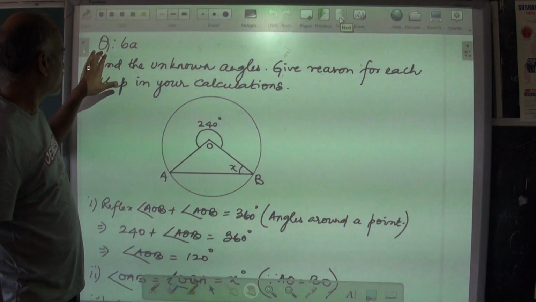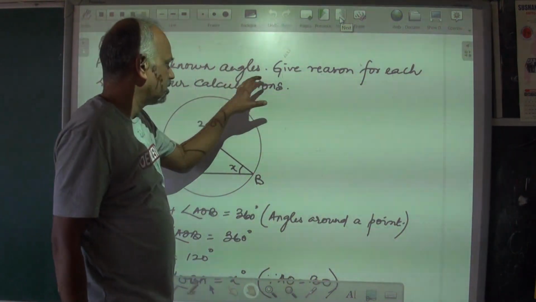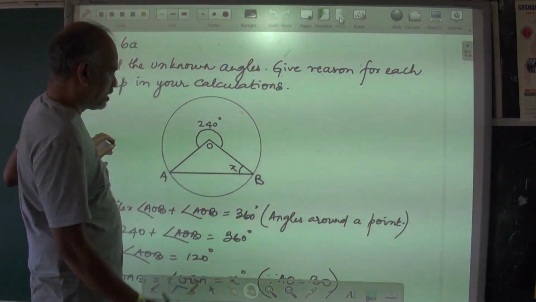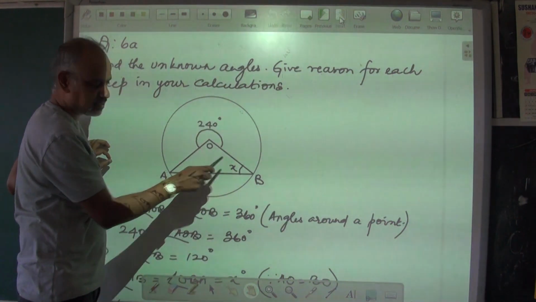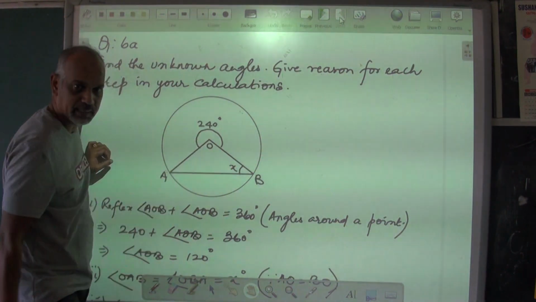Okay, the last question, question number 6A. Find the unknown angle. Give reason for each step in your calculation. This is the figure given. You have to find the unknown angle. The unknown angle is here, that's x. There is one angle which is known, that is this 240.